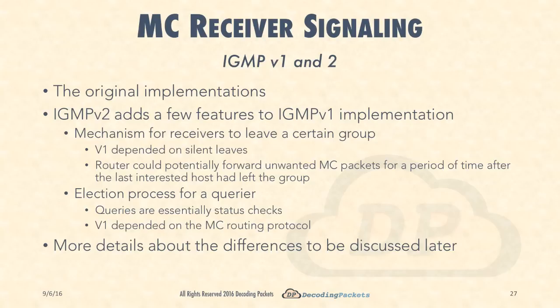So IGMP version 1, like we discussed, had mechanisms for receivers to join a group, but when you wanted to leave the group, you just left it silently. So a receiver would just stop sending any more IGMP messages, and the router kind of just had to assume that everybody had left the group, and there is nothing to send. But with IGMP version 2, a mechanism was introduced that allows the receivers to leave a certain group and inform the router about leaving that group.